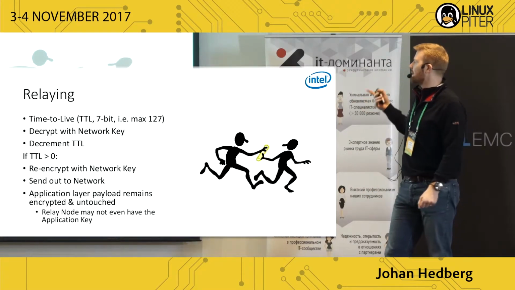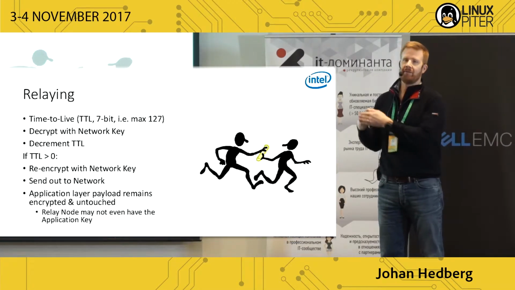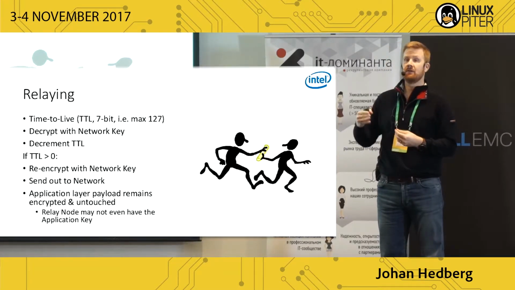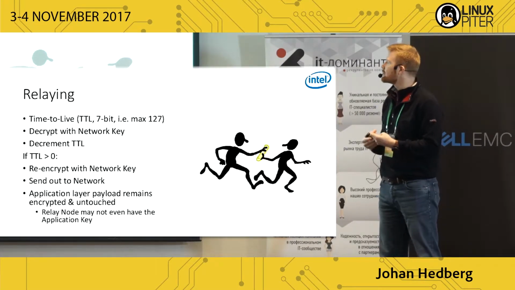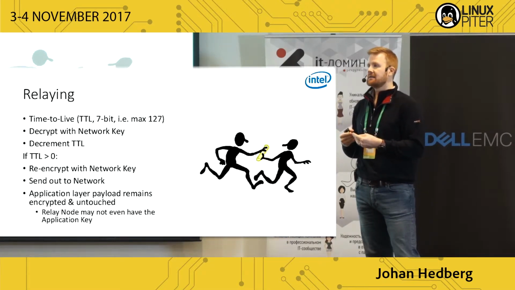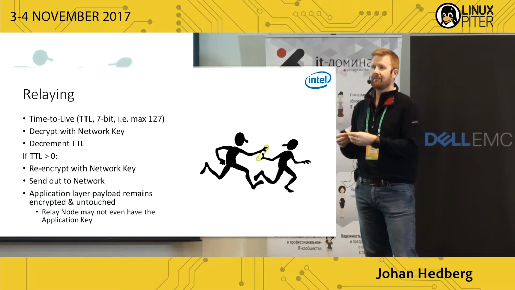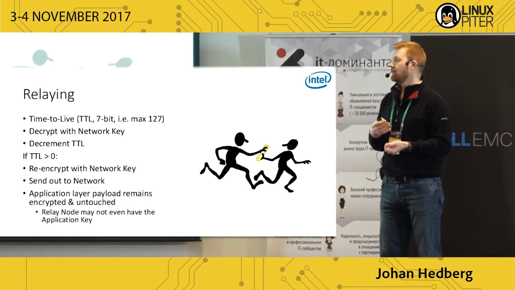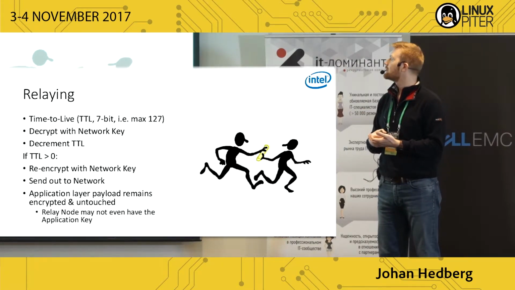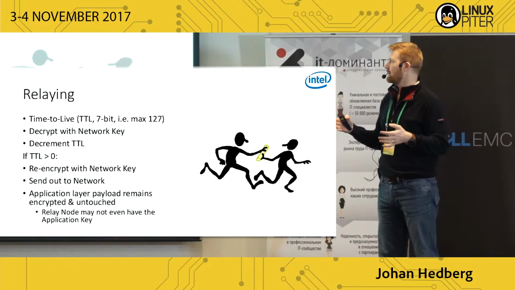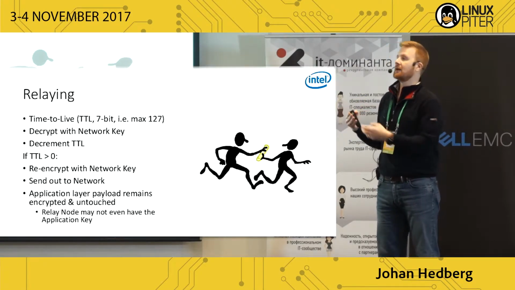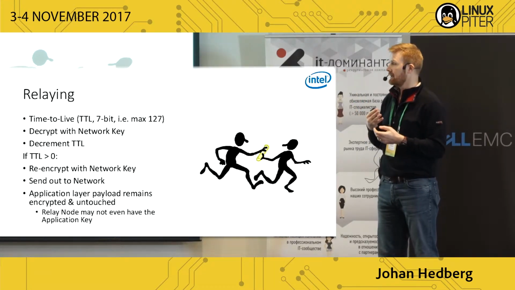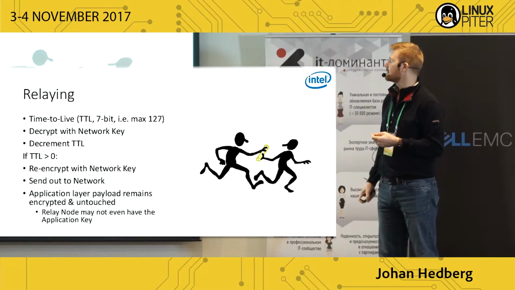Quick overview of how relaying works in mesh. Every packet has a time to live value. It's a 7-bit value, so it gives you 127 hops that you can have at most. A node that's relaying doesn't need to have the application key to decrypt the application payload. It only needs to have the network key. What it does is decrypt the network payload and get access to the time to live value. It decrements it, and if it's still high enough, it re-encrypts it and broadcasts the packet back out to the network.